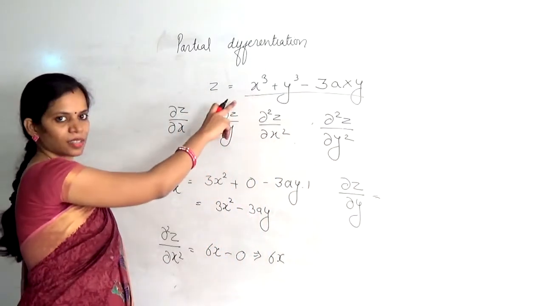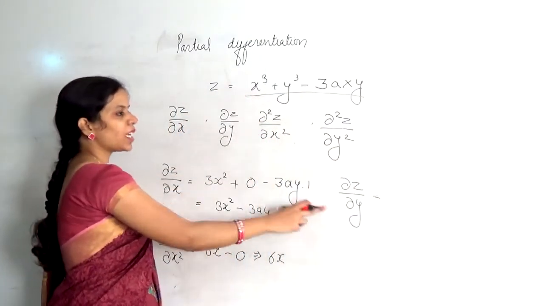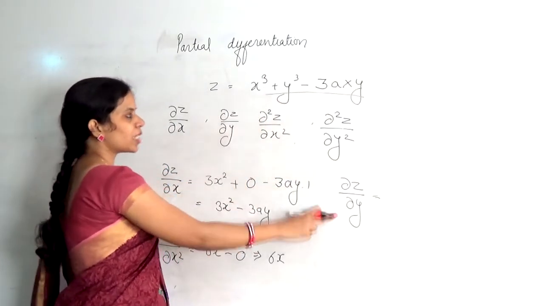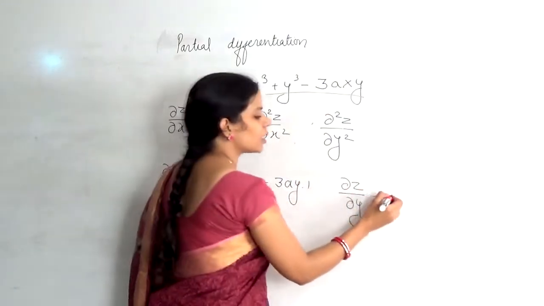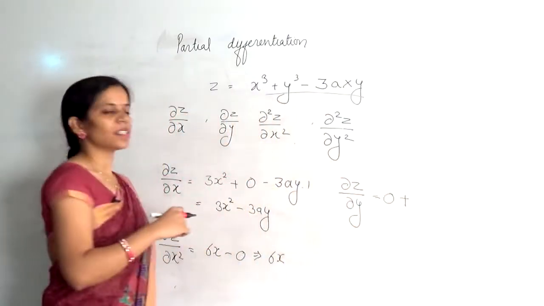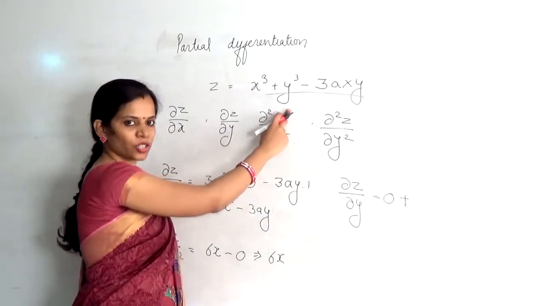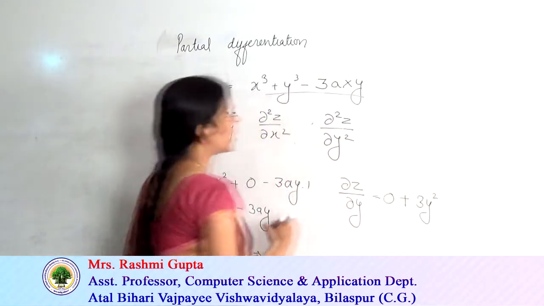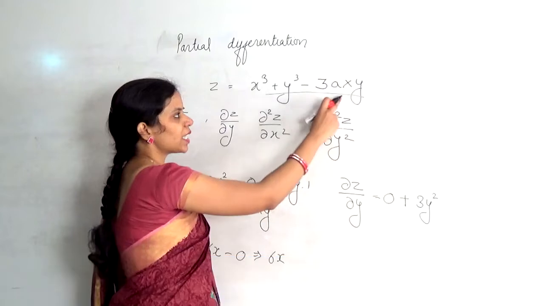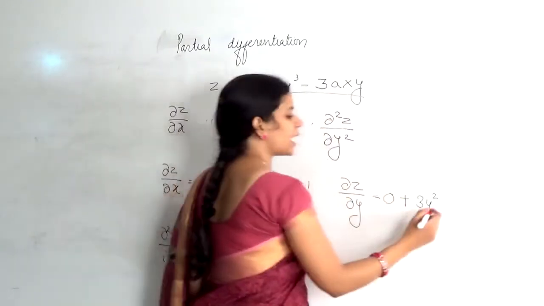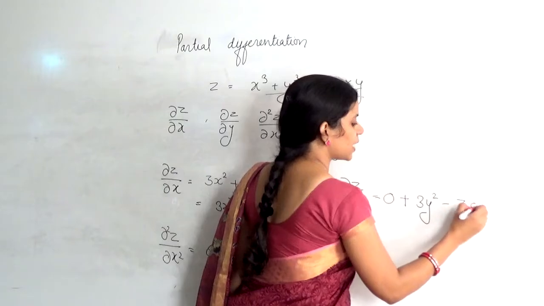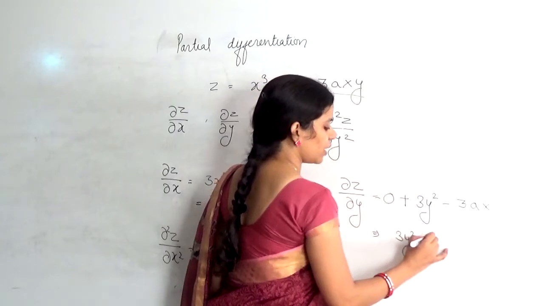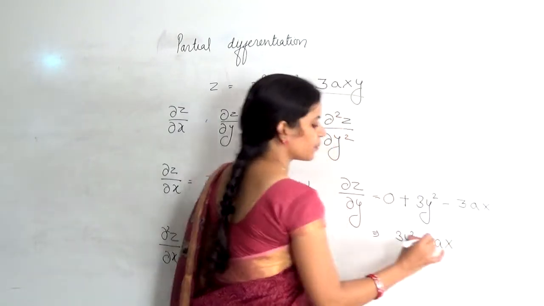By the same method we can find del z upon del y. We differentiate this equation with respect to y by keeping x constant. For del z upon del y, x cube will be a constant term, so here it will be 0. Then if we differentiate y cube with respect to y, we get 3y square, and if we differentiate 3axy with respect to y, we get minus 3ax. So we have 3y square minus 3ax.